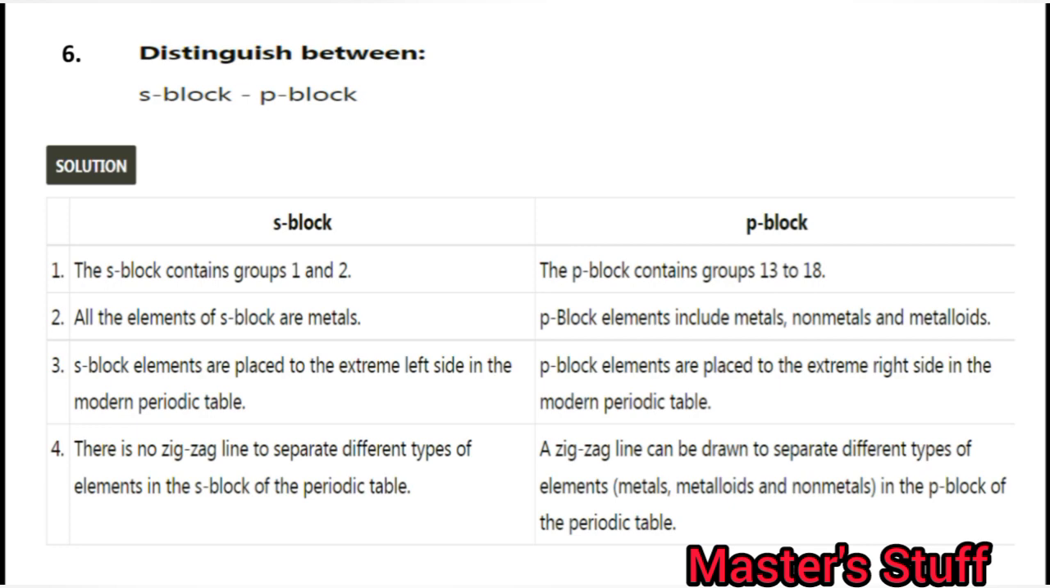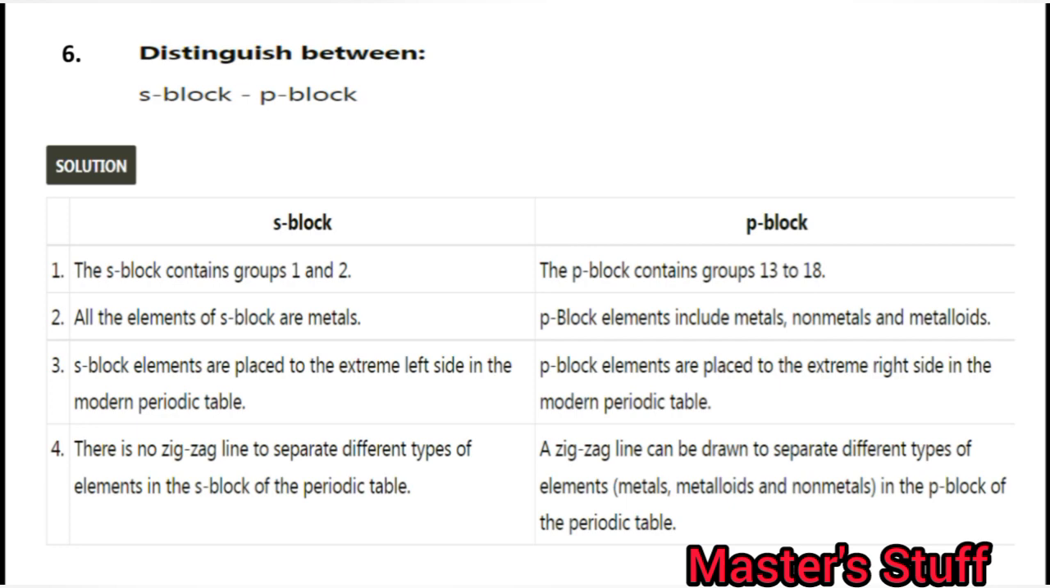Next, sixth question, distinguish between S block and P block. The S block contains groups 1 and 2. The P block contains groups 13 to 18. All the elements of the S block are metals. P block elements include metals, non-metals and metalloids. S block elements are placed on the extreme left side of the modern periodic table. P block elements are placed on the extreme right side of the modern periodic table.